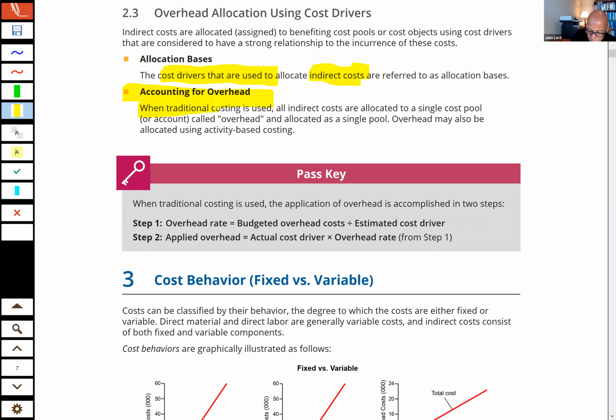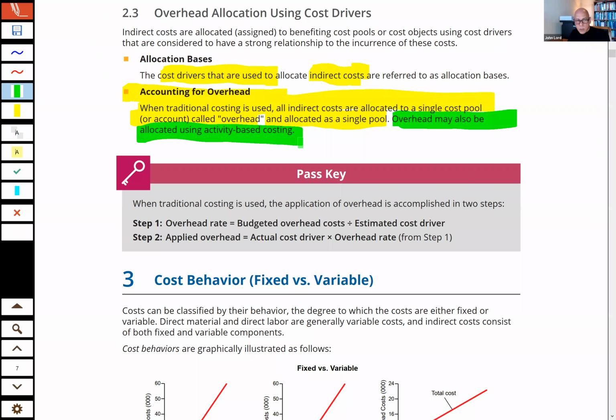Okay, so when traditional costing is used, and what we're going to look at first here, we're going to see that we have one account called the overhead account and a single application driver that is used. Often you see direct labor hours being used. You could use multiple cost pools and multiple allocation or application bases, and that is activity-based costing. And we'll talk more about that here in a little while.